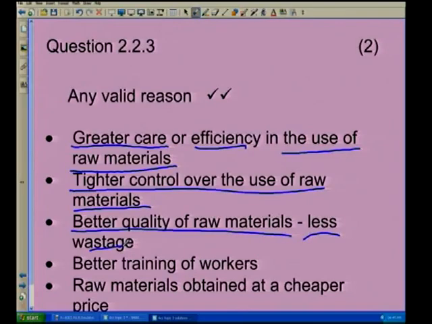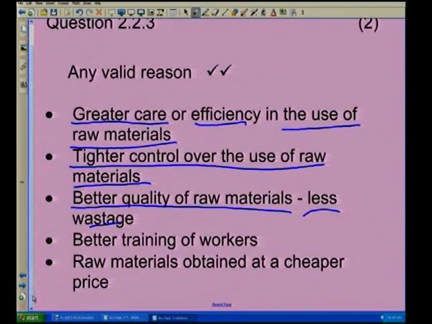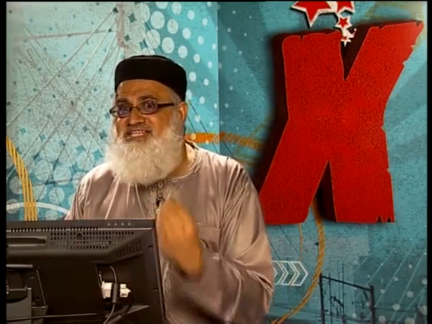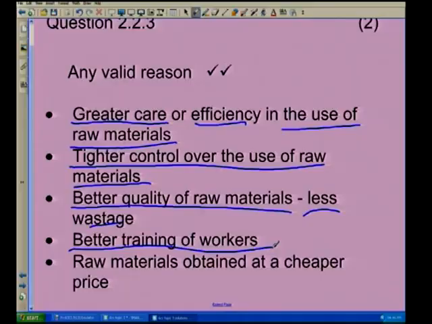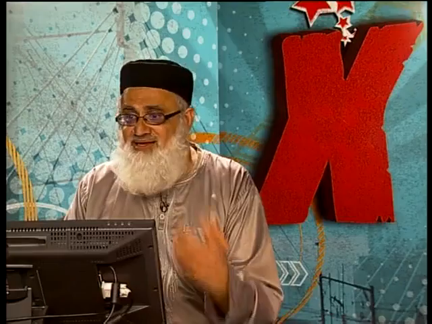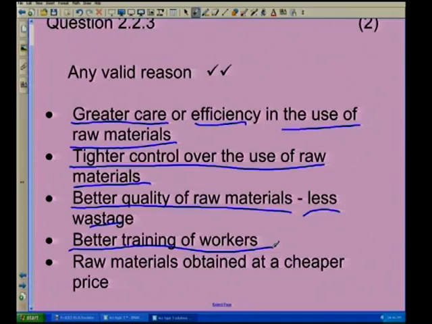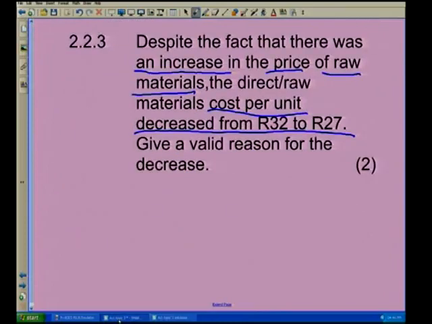Better quality of raw material. Yes, in the past, the raw material used to be defective. The quality wasn't so good, and as a result of better quality, less wastage takes place. Definitely. What else? Better training of workers. Obviously, the more training your workers undergo, the better they perform. And the better they perform, the more efficient they are, and the less you're going to use of the raw material. As a result, it's going to decrease the unit cost of the raw materials. And obviously, it says here, the raw materials obtained at a cheaper price.